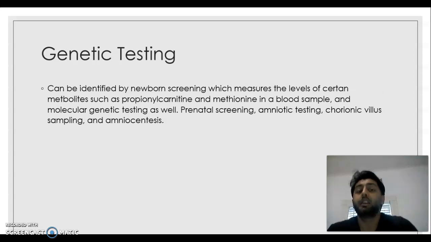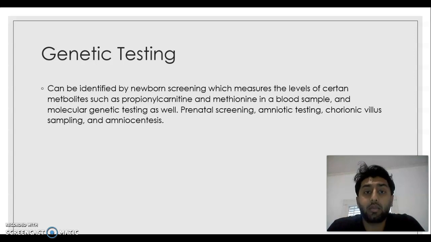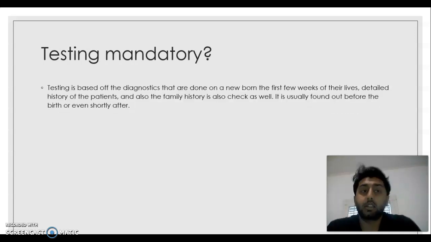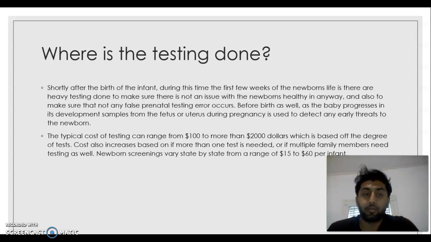Genetic testing. This can be identified by newborn screening, which measures the levels of certain metabolites such as propionate and methionine in a blood sample, and by molecular genetic testing as well. Prenatal screening, chorionic villus sampling, and amniocentesis are other forms of testing. Testing is based off the diagnostics that are done on a newborn in the first few weeks of their life. A detailed history of the patient and also the family history is checked as well. It is usually found out before the birth or even shortly after.